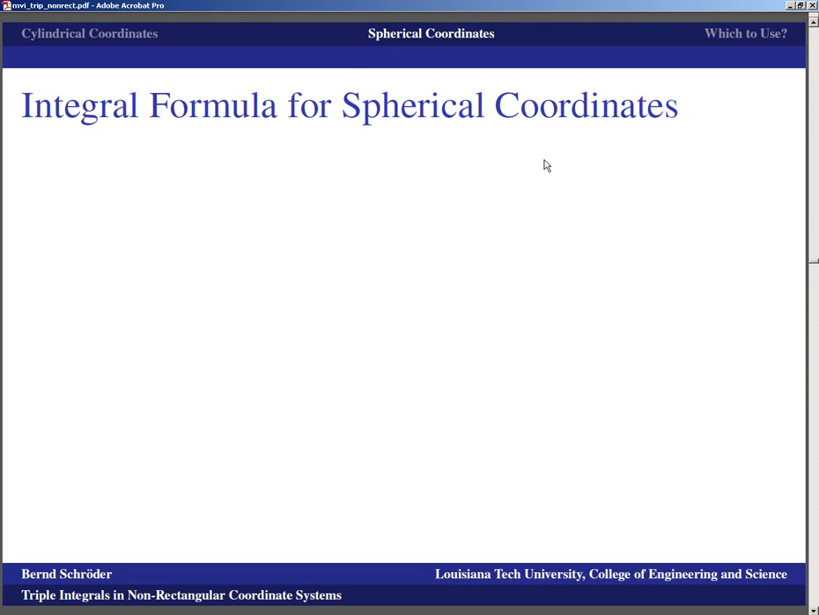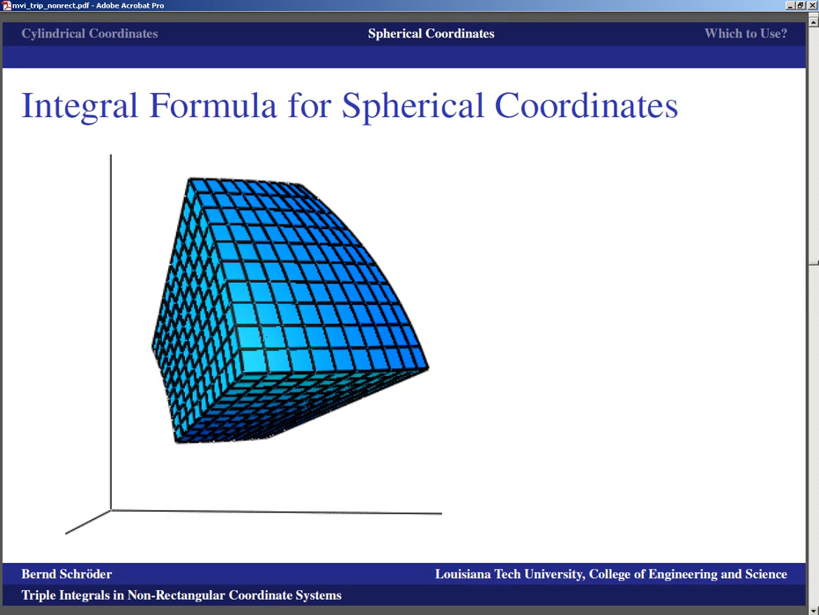Well, again, first we need to have the integral formula, and basically, again, volume elements, remember, are when you take a step in each of the coordinate directions. So you take a small step in the radius rho, you take a small step in the angle theta, and you take a small step in the angle phi, which comes off the z-axis. And again, we can see in this picture very nicely that if these steps are small enough, then the little volumes that you get really look like little boxes, so that's very nice. But we certainly need to figure out what the side lengths of those little boxes are.